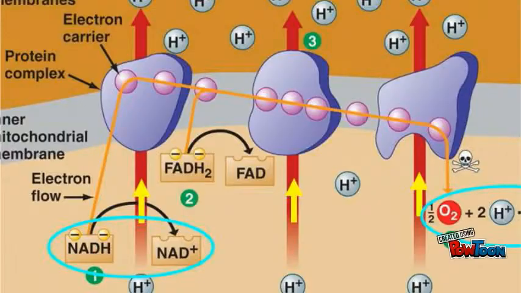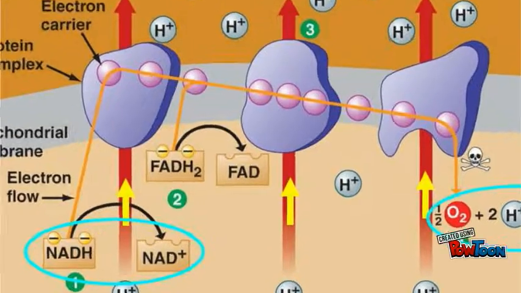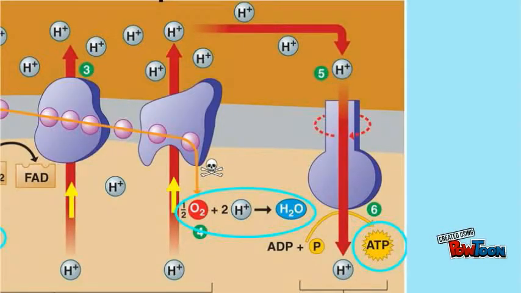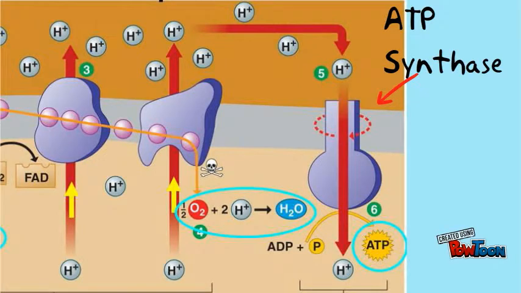NADH and FADH2 give off 2 electrons each, and they power the process of the electron transport chain. The electrons create water. The H+ protons go into ATP synthase, and ADP and the phosphorus are combined to form the remaining ATP. This process is repeated until all ATPs are made.